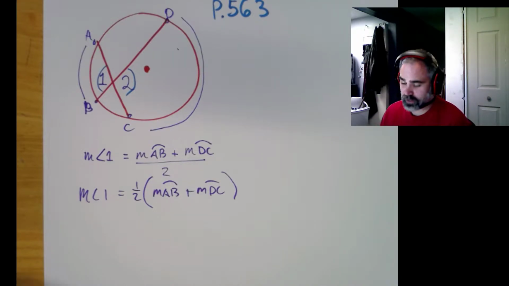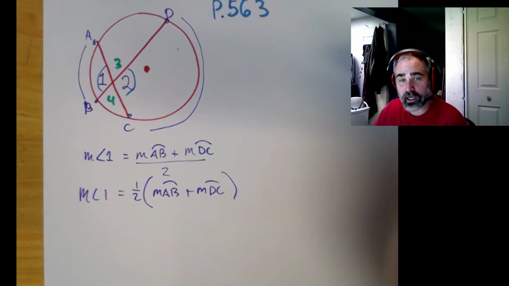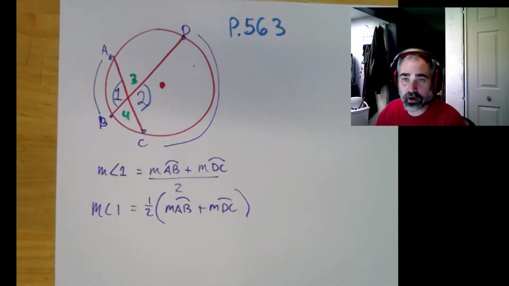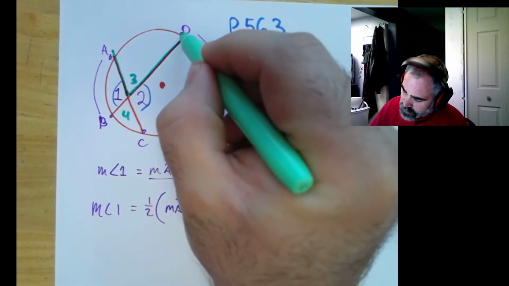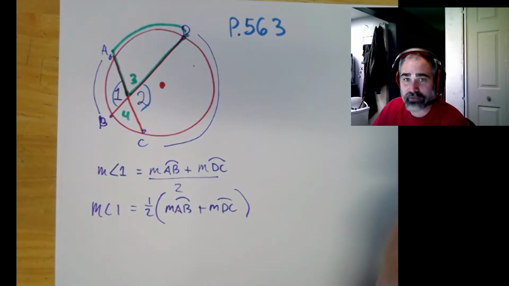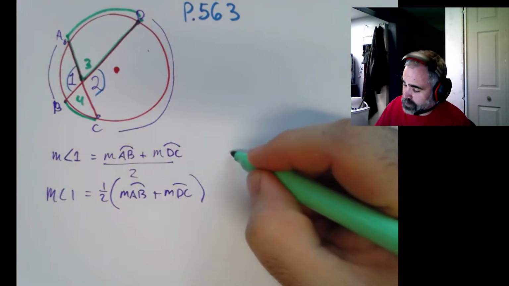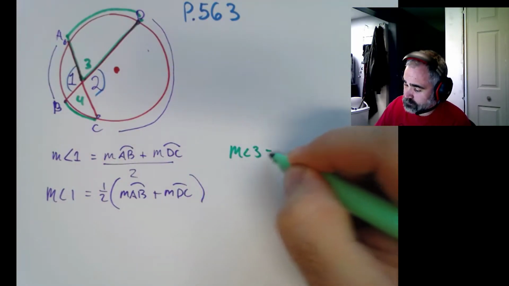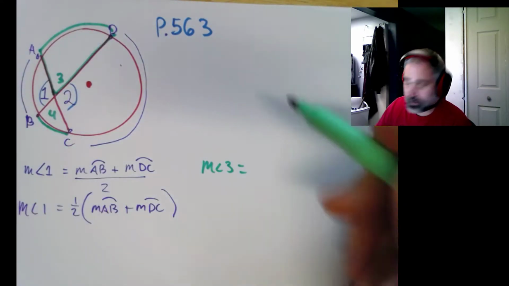If you were to look at these other two angles here, so we could look at angle 3 and angle 4, I would just average the arcs that correspond with these angles. If we look at angle 3, it kind of makes this arc right here. So I'm going to average that arc as well as this arc over here. So if I wanted to do the measure of angle 3, it's the same deal. It's just the different arcs, AD and BC.